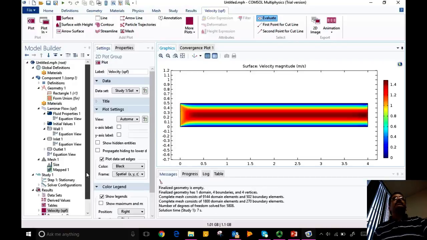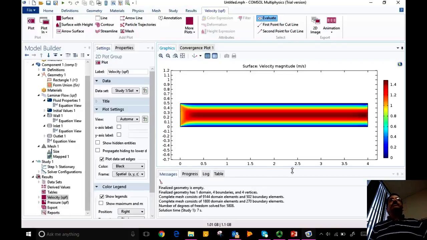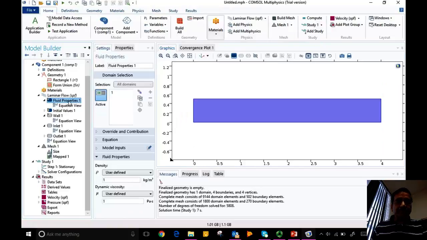Okay, any questions on that? So I'm solving a fairly complicated problem in a matter of minutes. I'm able to get the u and the v velocity component. I'm able to predict where the entrance length is, and I can now do parametric studies. I can go to the fluid properties and change the viscosity to 0.1.